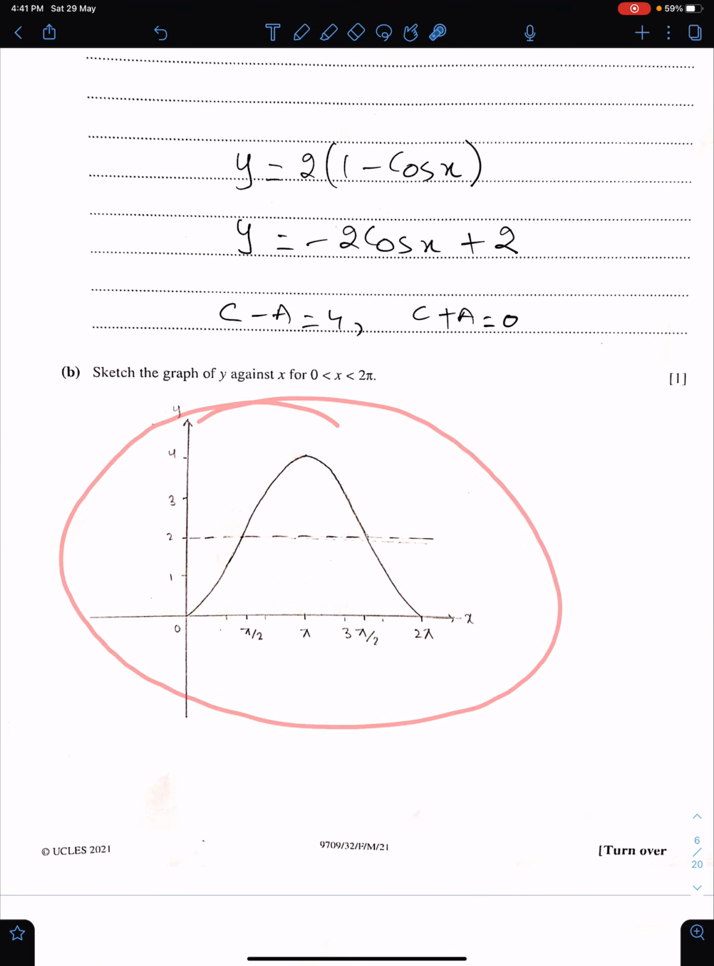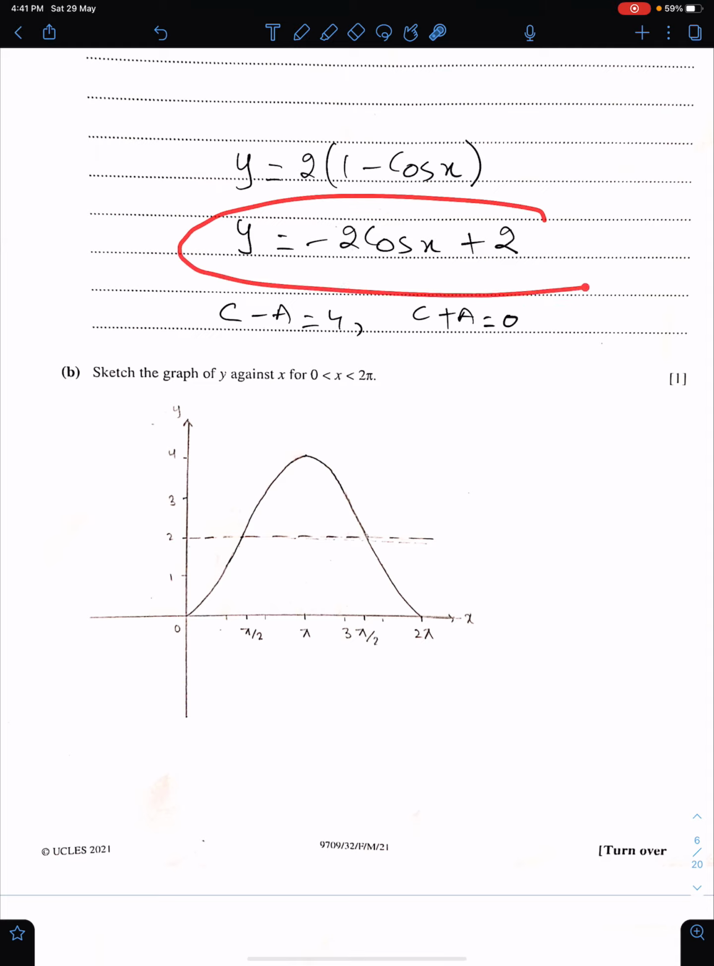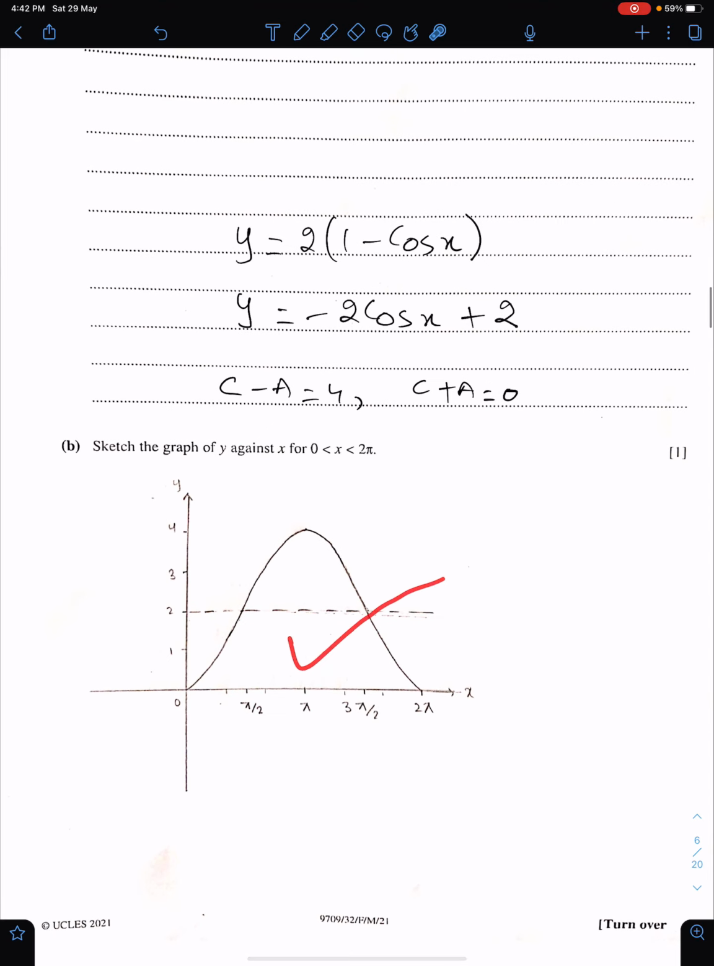We have done sketches of these type of equations in P1. This is c plus a, this is c minus a, and this is c. This is the required sketch of this equation.